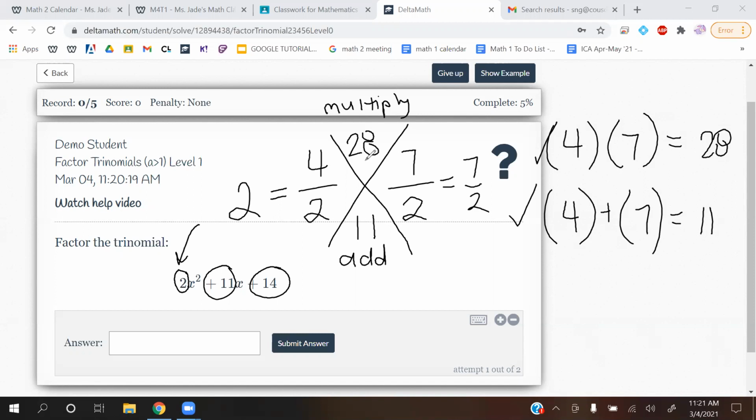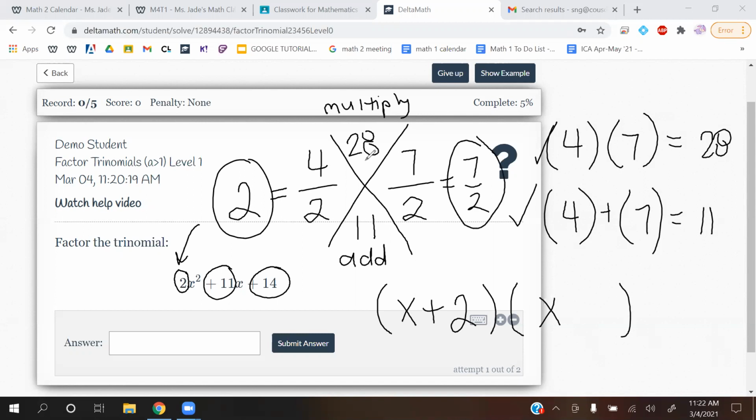So what do we do with these two numbers? Well, remember you have your x and then you have your x. So the 2 is just a plus 2. That's good as it is. What about the 7 over 2? The denominator goes over here, so it's 2x, and the 7 is a plus 7. So we have x plus 2 times 2x plus 7.